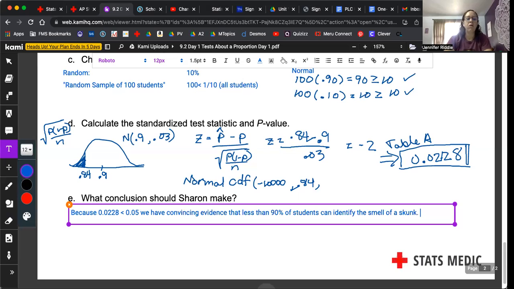So because our p-value is very low, that result of 0.84 is very unlikely to happen purely by chance, which says that our claim of 90% is probably not true. So we have convincing evidence that it's less than 90%.